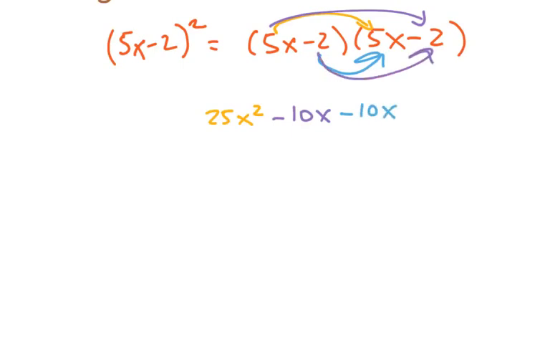And negative 2 times negative 2. Oh, don't want to do that color. Negative 2 times negative 2 is positive 4.